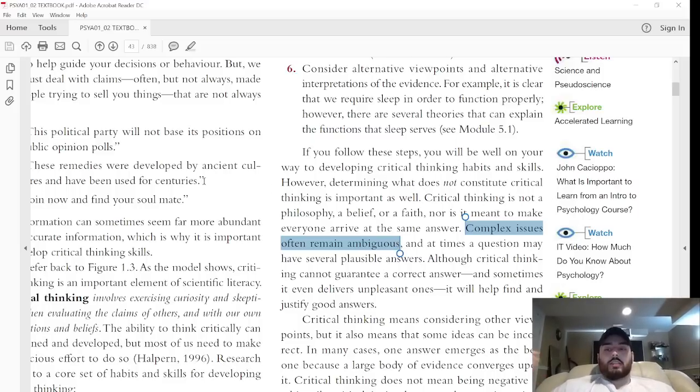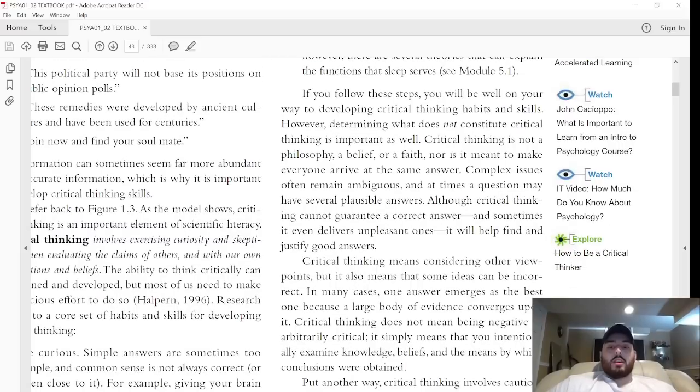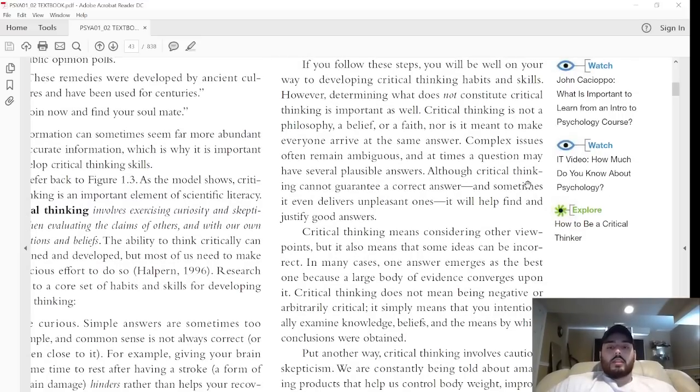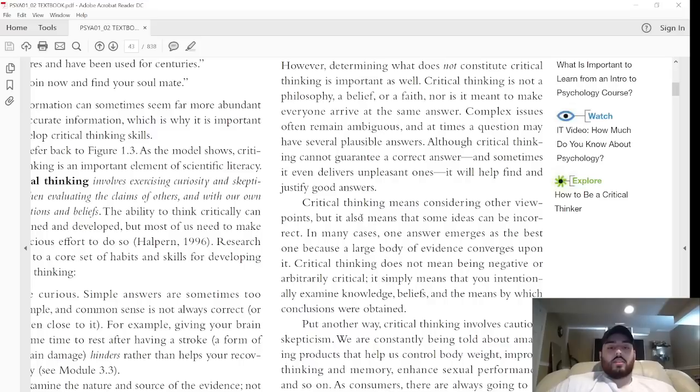Things like depression, things like climate change, you name it, right? Social issues, right? But that also can be examined by social scientists. They're all complex issues with differing opinions, and they may remain ambiguous forever, probably. And at times, a question may have several plausible answers. Although critical thinking cannot guarantee a correct answer, and sometimes it even delivers unpleasant ones, it will help find and justify good answers.